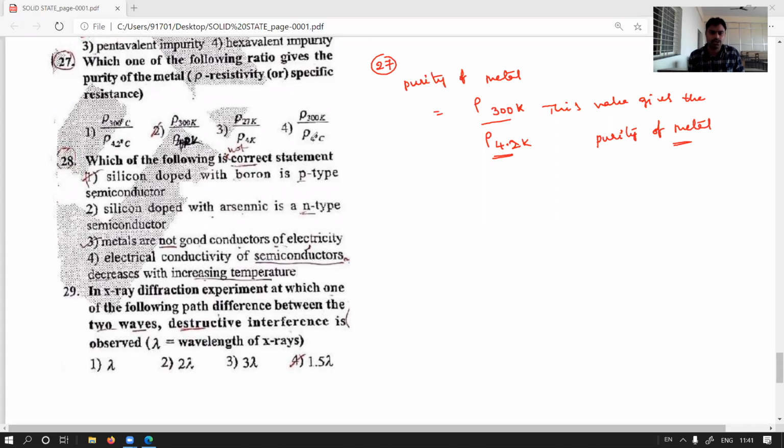Next, 28th question, ma, wrong statement. Actually, in the question, which of the following is correct statement they asked. It is not wrong, ma. So which of the following is not correct statement, that we need to identify. Silicon is doped with boron, means third A group elements, then we'll get p-type semiconductors. It is correct. Silicon is doped with nitrogen, phosphorus, arsenic, that is fifth A group element, then we'll get n-type semiconductor. It is correct.